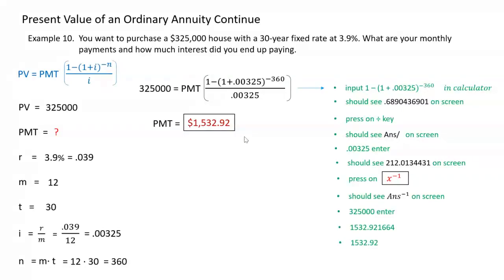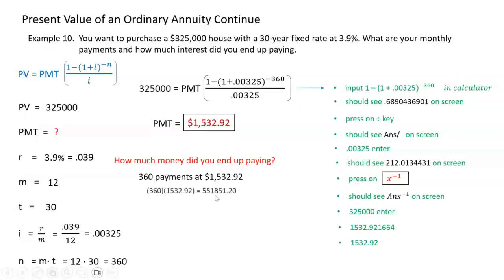But how much did you end up paying for the house? You guys are going to be shocked how much more you end up paying. So how much money did you end up paying, right? There were 360 payments. So you multiply 360 times the payment, $1,532.92. So you end up paying $551,851.20. A lot of money, right?